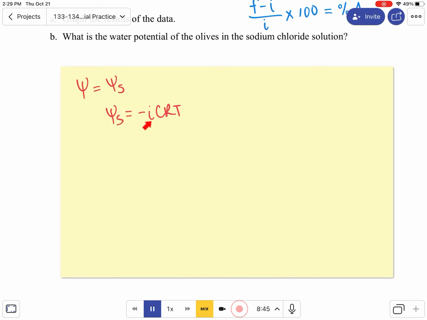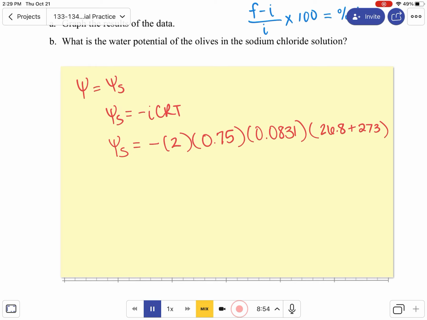So what I'm going to do now is replace all the variables with the numbers based on what I was given. We were given the ionization constant in the background information. C is the concentration at which the line of best fit crosses the 0. R is our constant given on our formula sheet. And the temperature must be converted to Kelvin, which is why we add 273.